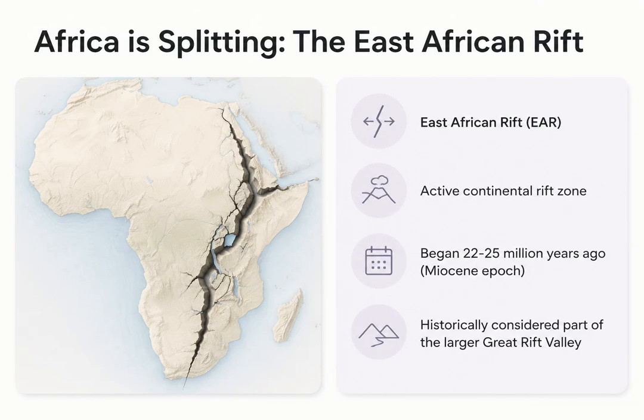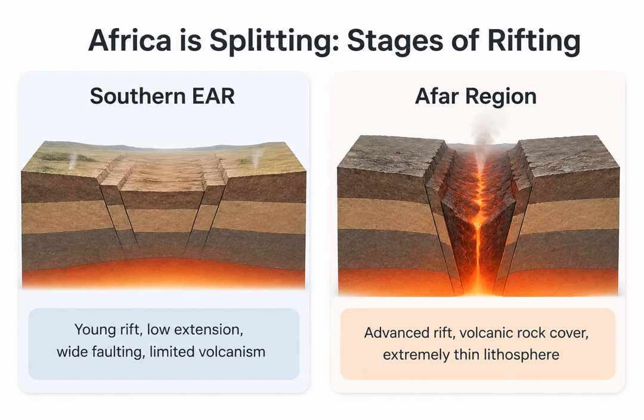The East African Rift is an incredibly active continental rift zone. It is the very site where the African continent is actively splitting apart. This tectonic process isn't new. It began developing around the onset of the Miocene epoch, roughly 22 to 25 million years ago. While geologists historically considered it just one segment of the larger Great Rift Valley, it is now studied closely as a prime example of a continent in the middle of breaking up. The East African Rift is fascinating because it allows us to observe different stages of rifting simultaneously along its length.